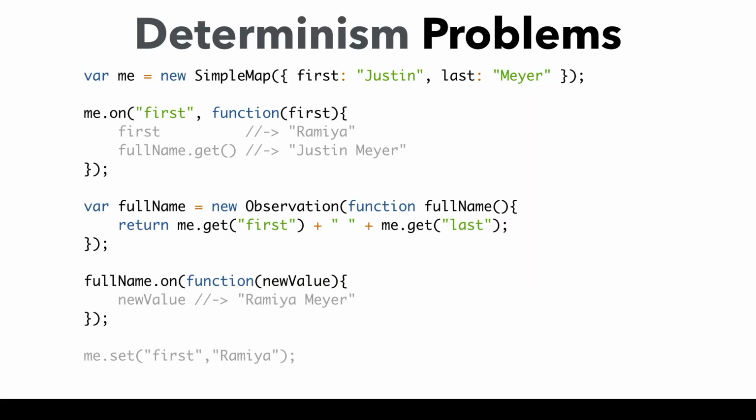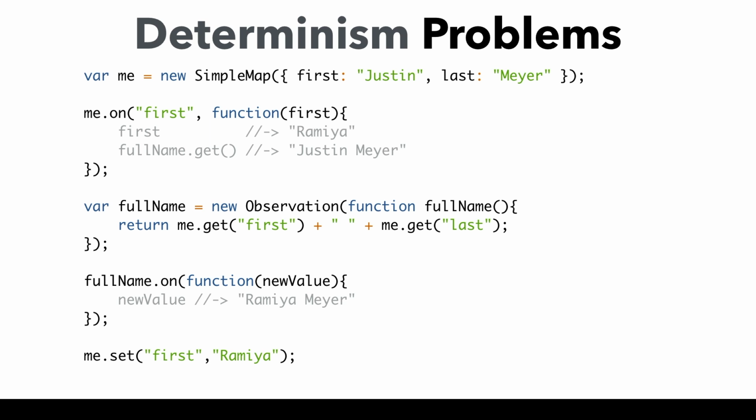In this solution, it can be difficult to know what value you might get if you read an observable value while observations are still updating. We can see this in a slight variation of the initial example. Notice in this example, it binds to me.first directly, and it binds to full name like before.